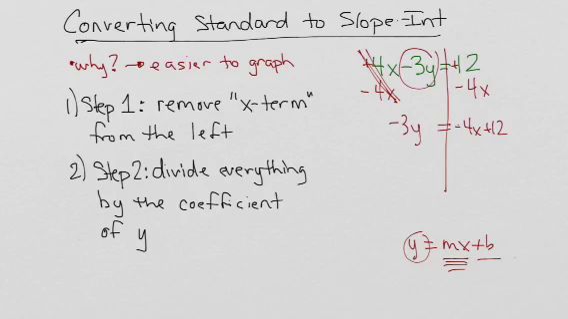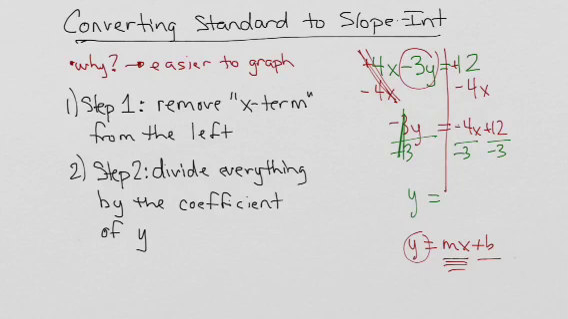So it looks really close to what I want it to look like at the end now, except for that number stuck in front of the y. So that's where I get to step 2. Divide everything by the coefficient of y. So the coefficient on y is that negative 3. And I have to divide everything by the negative 3, not just one part, but everything. So on the left, the negative 3's are going to cancel, and I've got the y all by itself, which was the goal.